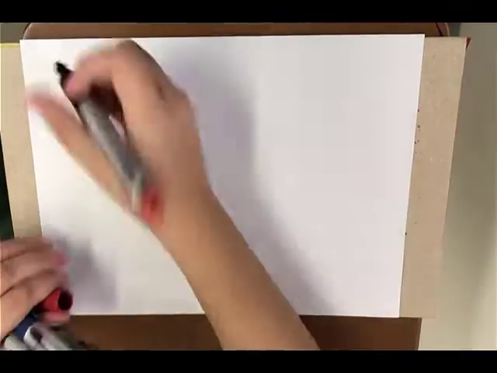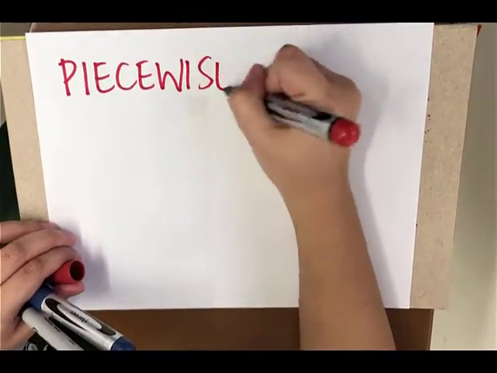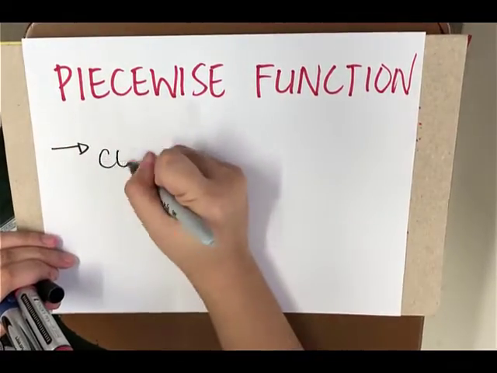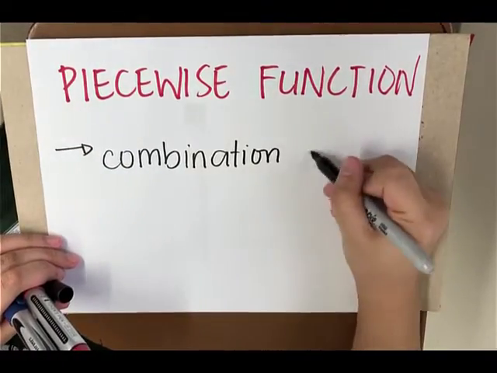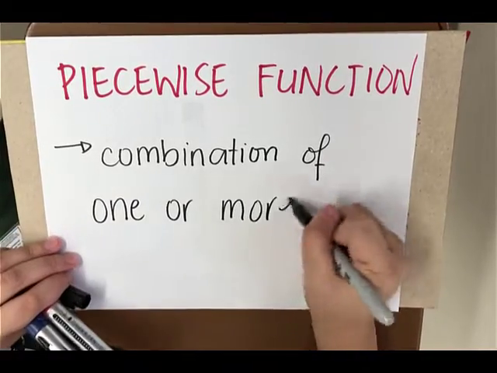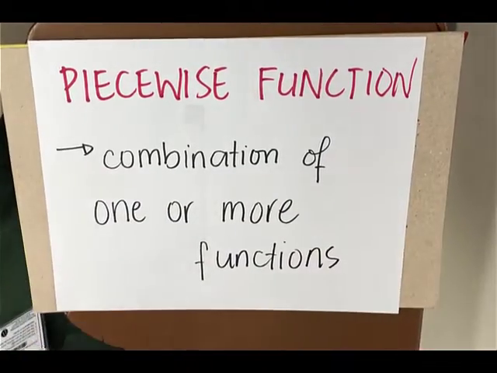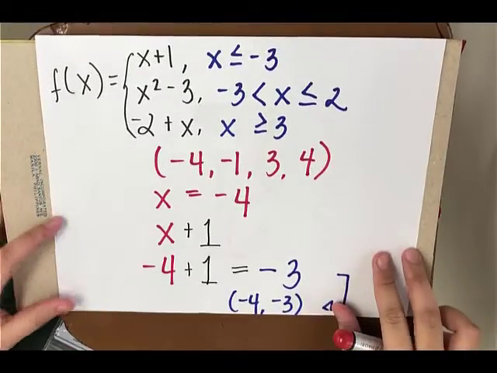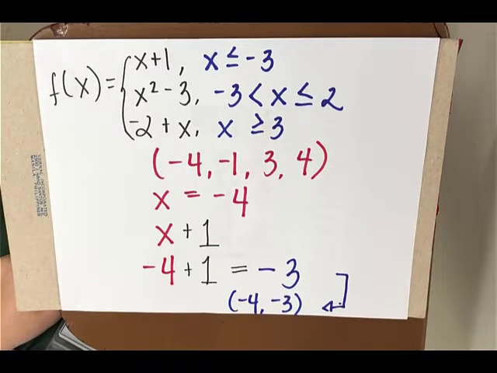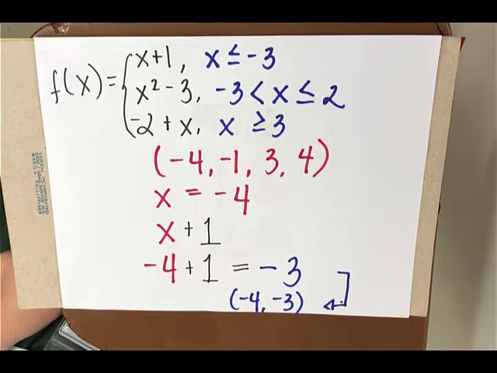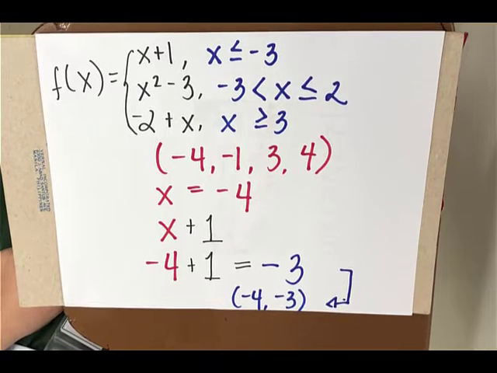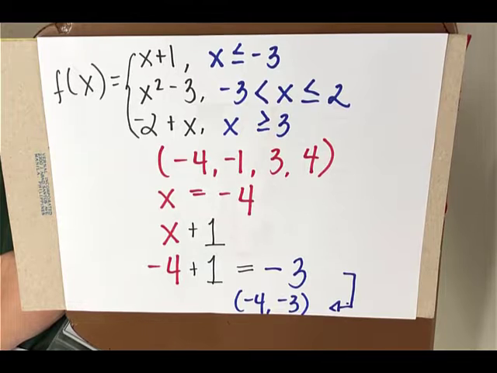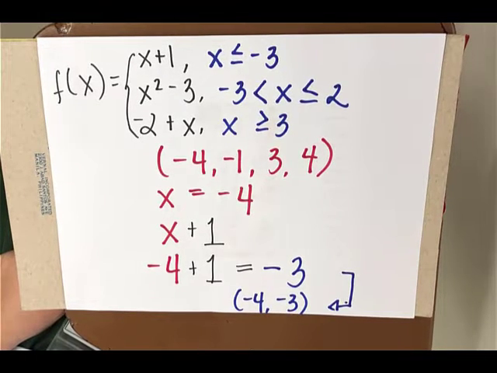Now we move on to the piecewise functions. A piecewise function is a combination of one or more functions. The rule for a piecewise function is different for different parts or pieces of the domain. For example, a piecewise function is given. You are asked to evaluate -4, -1, 3, and 4. This is your domain set. Evaluate these one by one. For each, identify to which restriction it belongs.